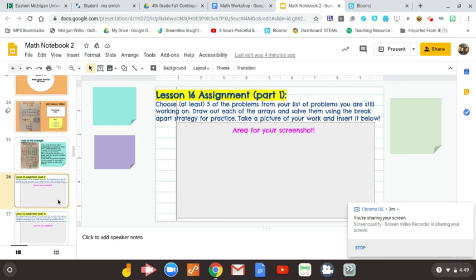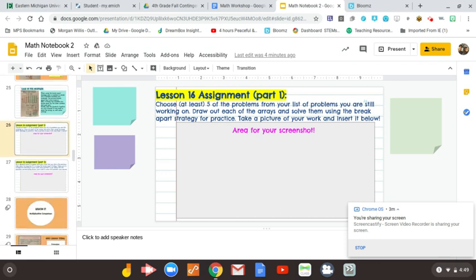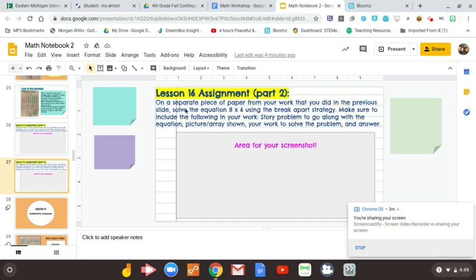After you have those 5 done, just as a quick assessment to see how we're doing, this is part 2. For this one, on another sheet of paper, I want you to solve the equation 8 times 6 using the break apart strategy. Again, if you think you know that one off the top of your head, that's fantastic. But we still need to make sure that you're able to show this strategy. When we do our assessments, we're able to move you up higher in math if you're able to actually communicate your math and show us how you solved it. Some of us can solve it really quickly in our head, and that's awesome, but we still need you to be able to show us on paper how you did that problem.